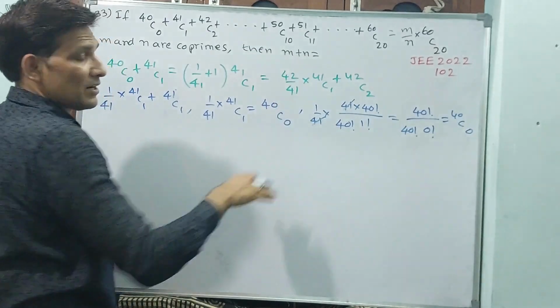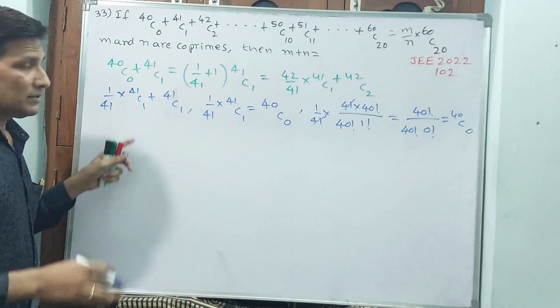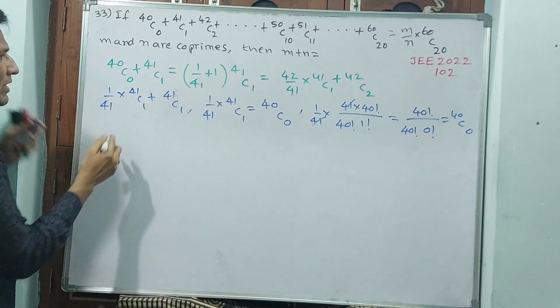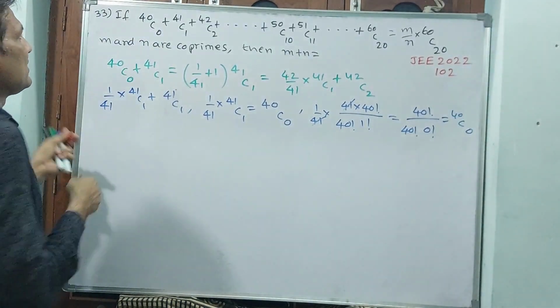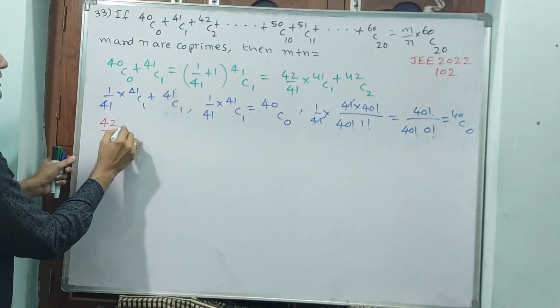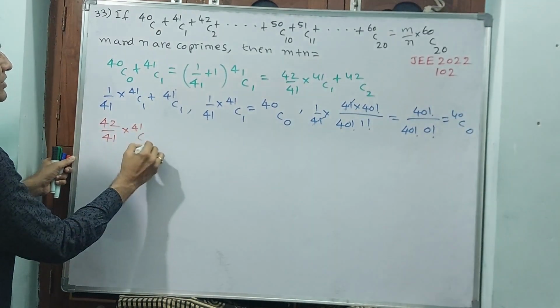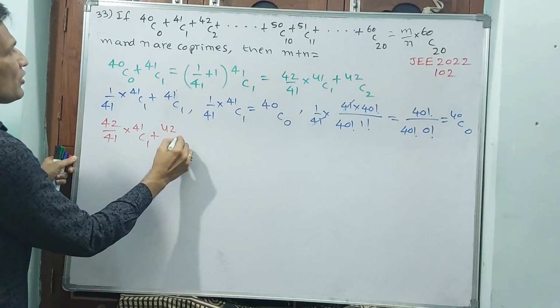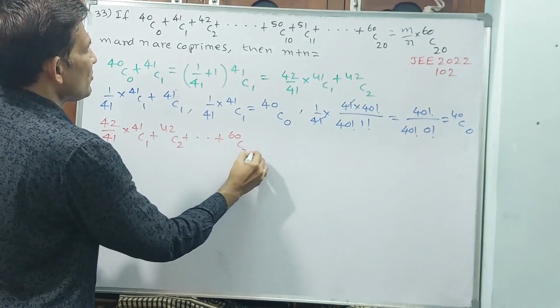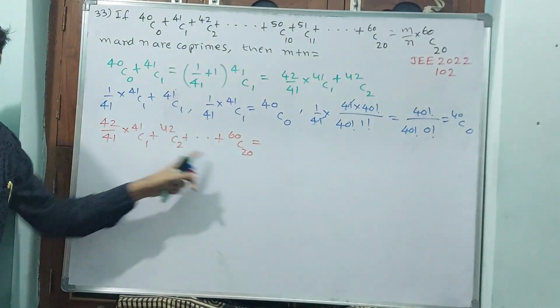Now see, next we have got these two terms, and they have become like this. See how I am writing. These two terms have been modified like this: 42 by 41 into 41C1 plus 42C2 plus dash dash dash plus, the last term, 60C20. This is the series now.